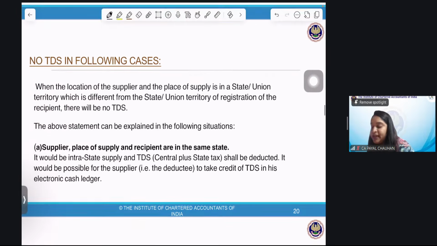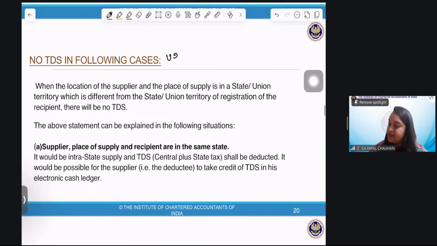Perfect. No TDS in the following cases. Very important. Where the location of the supplier and the place of supply is in a state or union territory which is different from the state or union territory of registration of the recipient, there will be no TDS. You won't get it like this unless I make an example. Let's take an example.